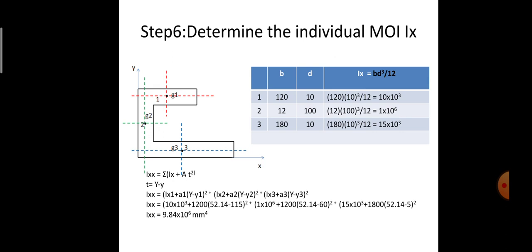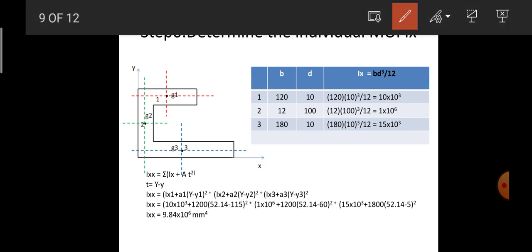So coming on to the determination of individual moment of inertia for the individual structures, that is Ix. In order to determine Ix for the individual rectangles, I have a formula of BD cube by 12. If I take the first rectangle, the horizontal dimension represents B and the vertical dimension represents the D value. For the first rectangle, it is 120 and 10. So it comes to be 120 into 10 cube divided by 12. Therefore, Ix value for the first rectangle is equal to 10 into 10 power 3.